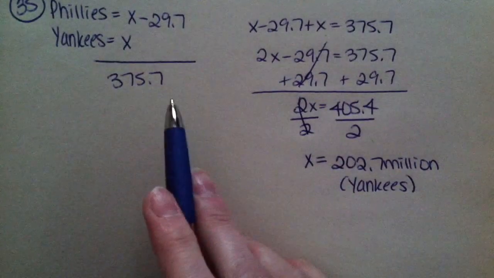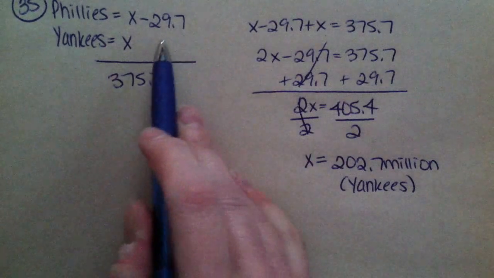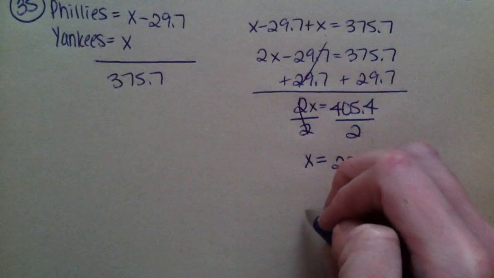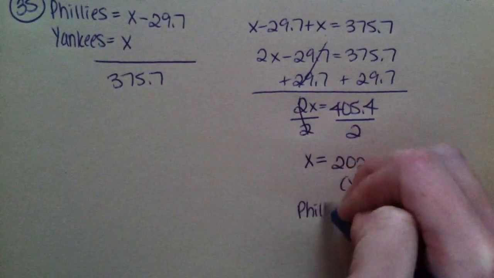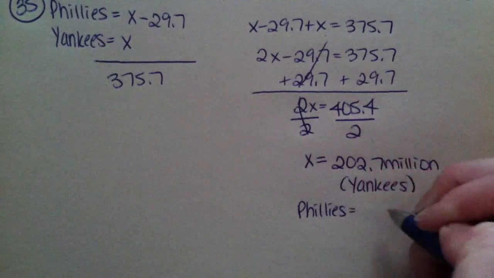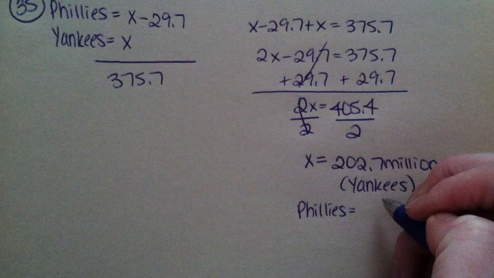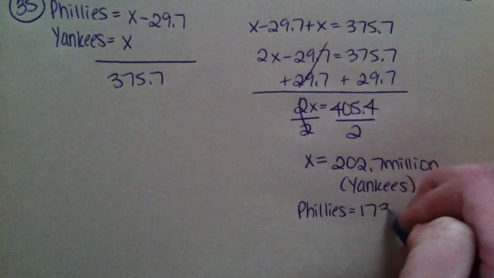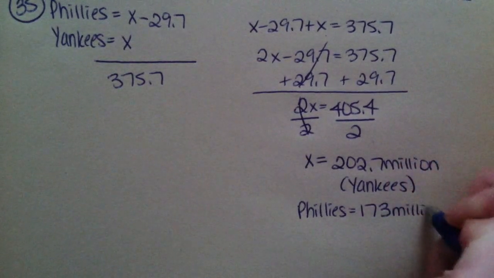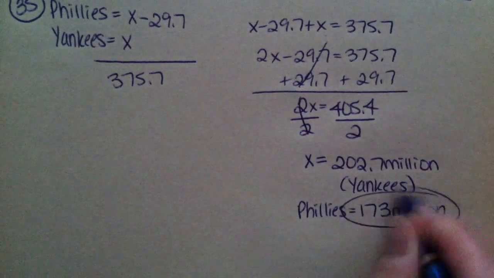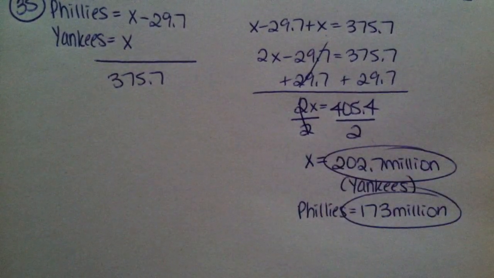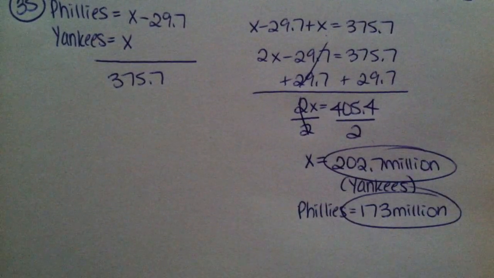Now to find the Phillies, I take the X and I subtract 29.7. So to get the Phillies payroll, I take 202.7 minus 29.7, and I get 173 million. And those two denominations are what you see on the slides.